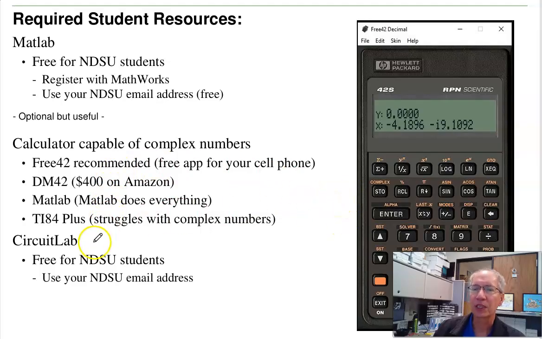You're also going to need CircuitLab. CircuitLab is also free to NDSU students. Again, use your NDSU, not your NDUS email address, and you can get it for free.